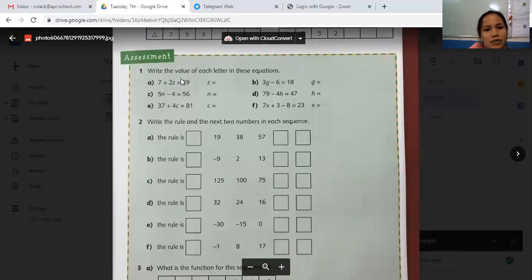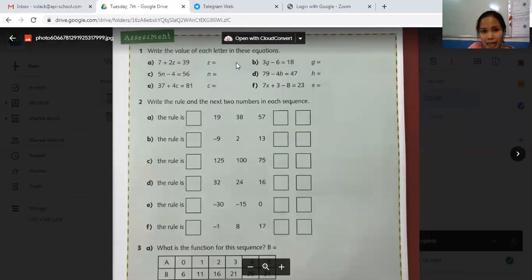So number one, they ask you to write the value of each letter in this equation. So here you just find the letter, and I think you know this already, from A until letter F. Make sure when you get the answer, you replace the number in letter Z and find out if it is correct or not. If 39, I think if you replace the number here, this one must be 39 equals 39. Okay, that's how you check your answer. Don't just say, oh, I finished this. You check it, you do it again, and then you replace the number that you found in the letter that they ask, and then let's see if the left side is 39, equal to this 39 or not, 40 or 38. Wrong.